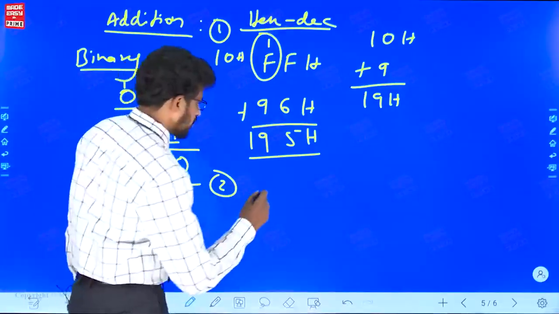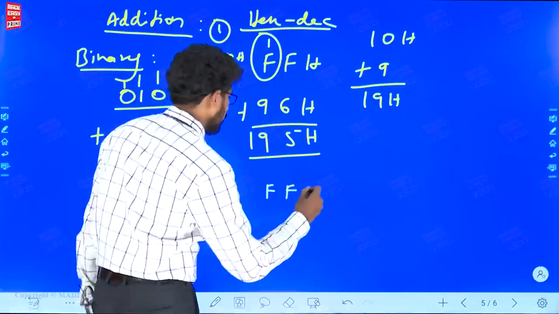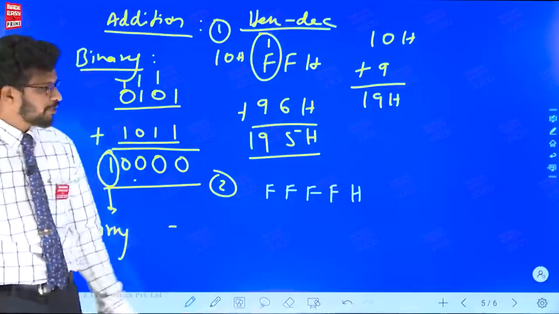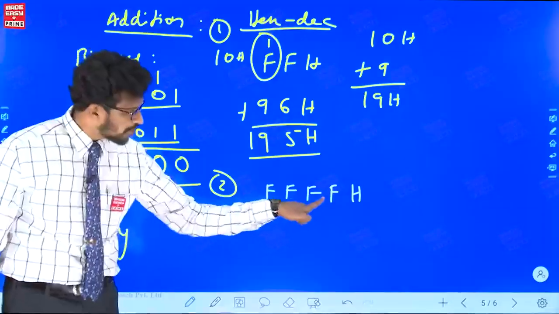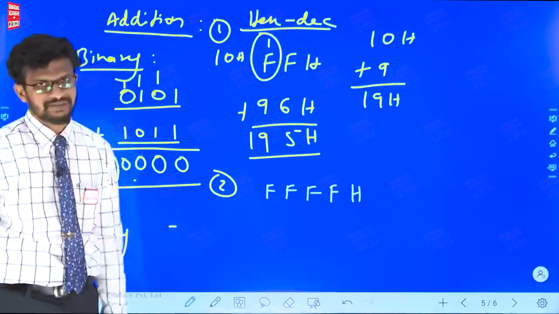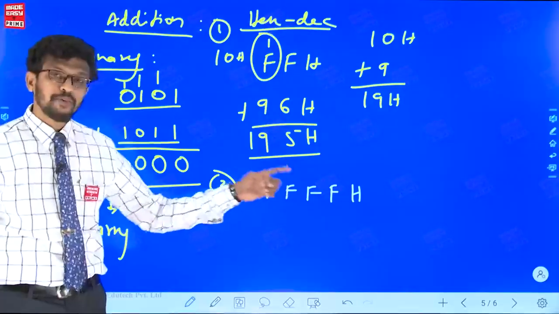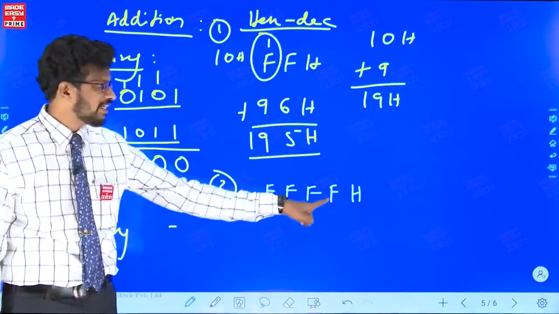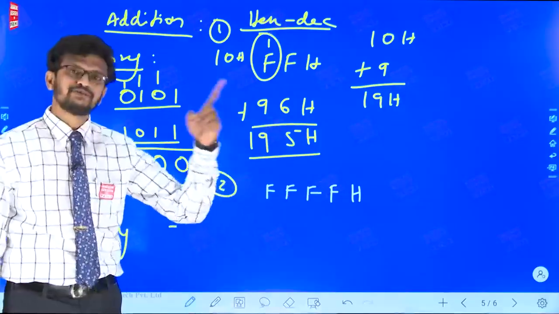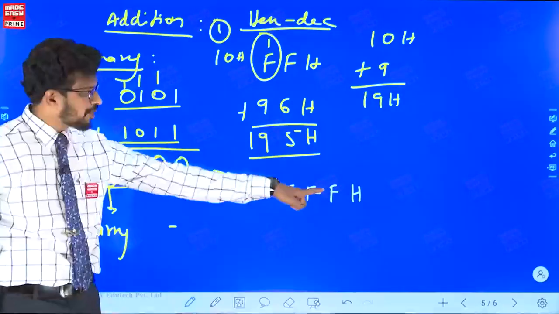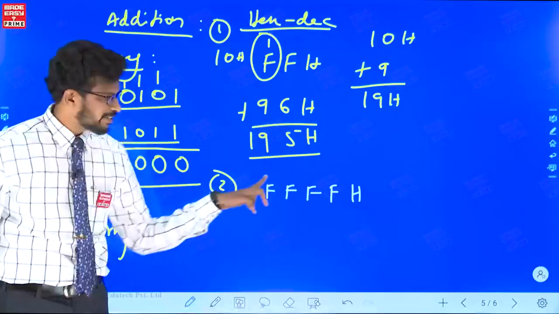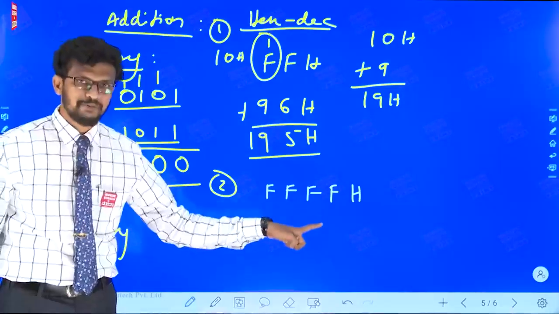Okay, I'm taking the data F, F, F, F. I want you to be flexible enough. Tell me, in hexadecimal, how many digits are there? 4 digits. But in binary, how many bits of data is this? 16 bits, because each digit in hexadecimal is 4 bits in binary. How many nibbles are these? 4 nibbles. 4 nibbles, 4 hexadecimal digits, 16 binary bits.